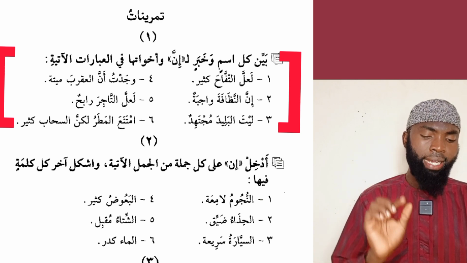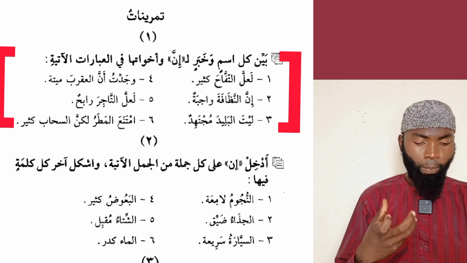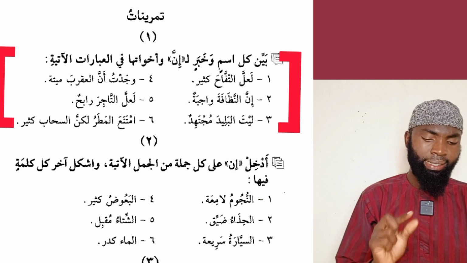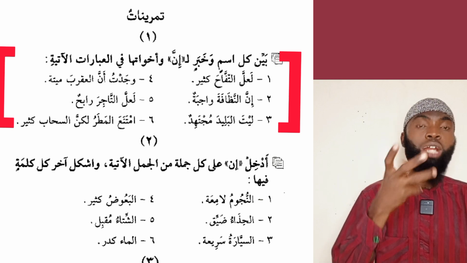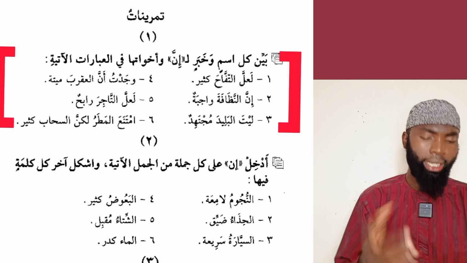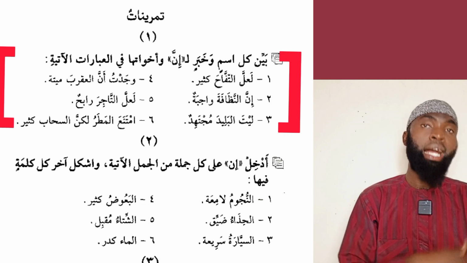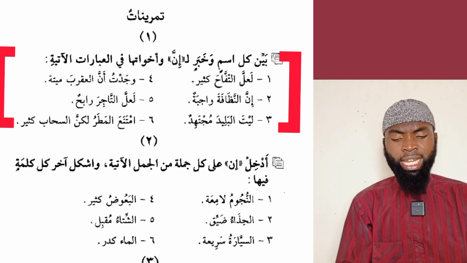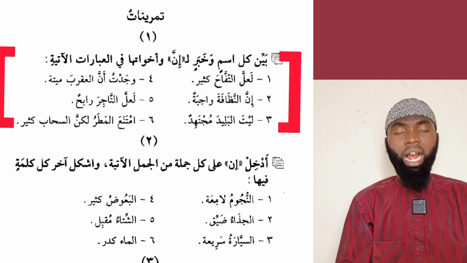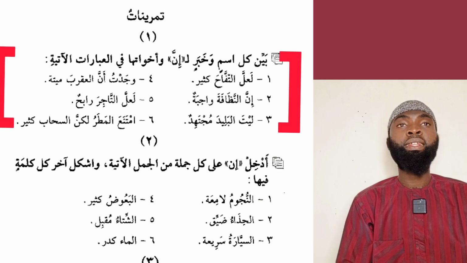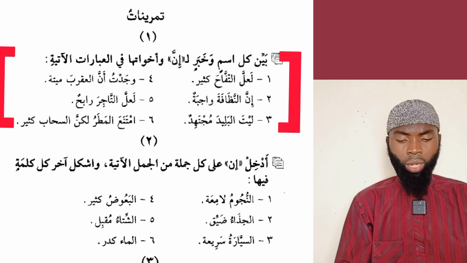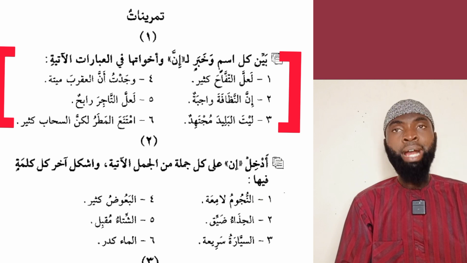Number 3, we have layta al-balida mujtahidun. Which the town is hardworking. Al-balida is the ismu layta, and mujtahidun is the khabaru layta. Number 4, we have wajadtu anna al-aqraba mayyitatun. I found that the aqrab, the scorpion, is dead. So al-aqraba is the ismu anna, and mayyitatun is the khabaru anna.